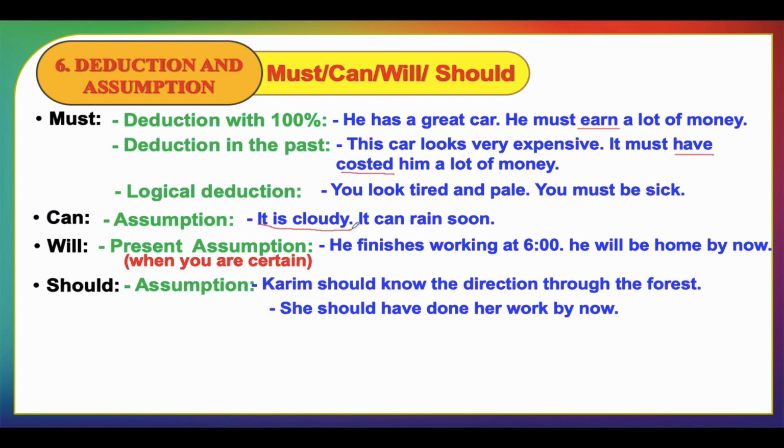Here should is also used for assumption. Karim should know the direction through the forest. Imagine we are having a party in the forest and we invite Karim, and maybe he is late, and we can assume that he knows the direction to us through the forest. So she should have done her homework by now. This is assumption. This is used in the past, and this is in the present. And here we are less certain.